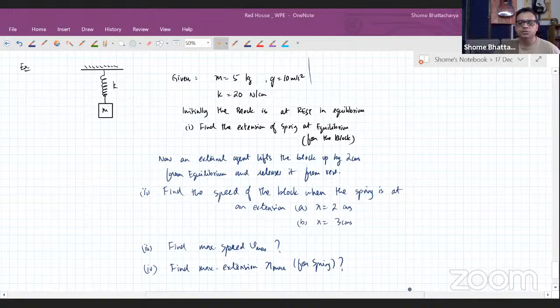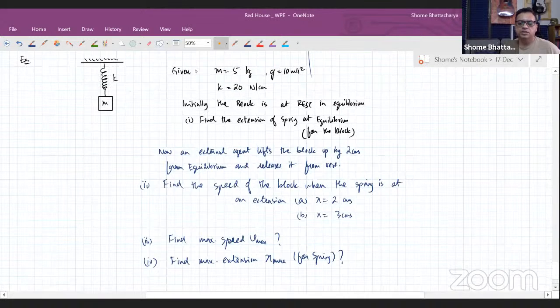It is extended by how much? By half a centimeter. Okay. It is extended by half a centimeter. So that is what you use when you apply the work energy theorem for the second part. Okay. So let's understand this in detail.